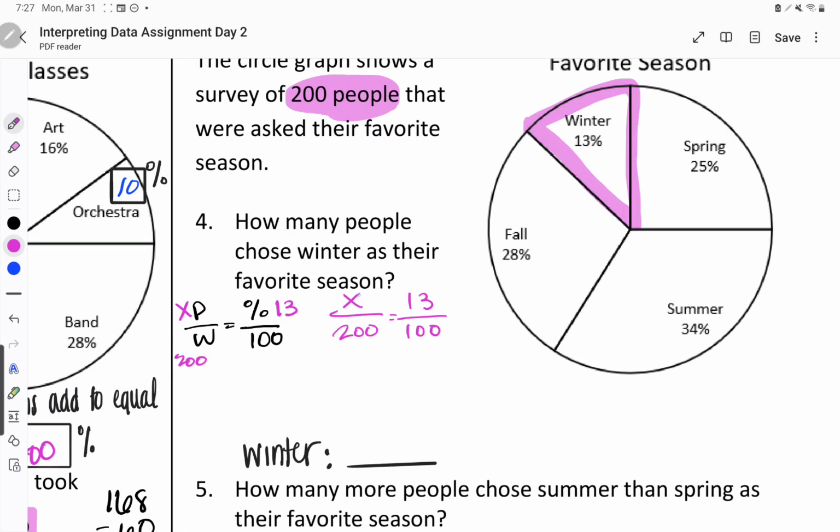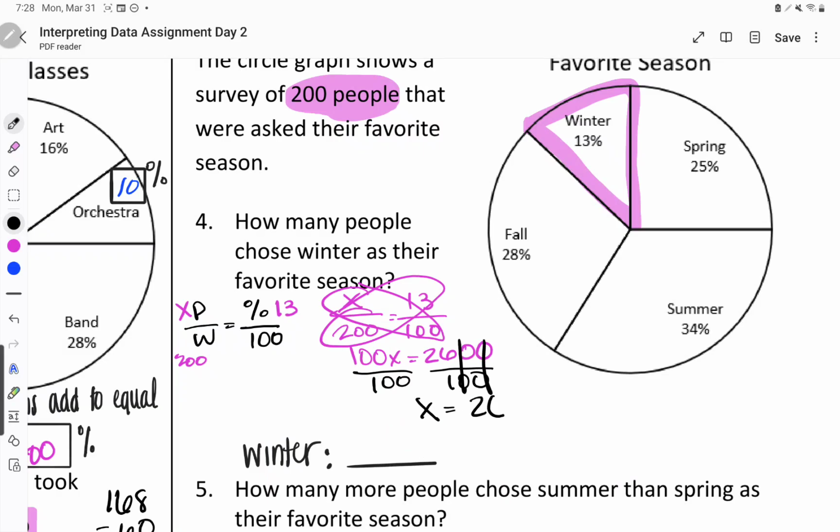Cross multiply, x times 100 gives me 100x. 200 times 13. 2 times 13 gives me 26, and then I tack on my 2 zeros. Divide both sides by 100. I get x equals 26 divided by 1, which just gives me 26.